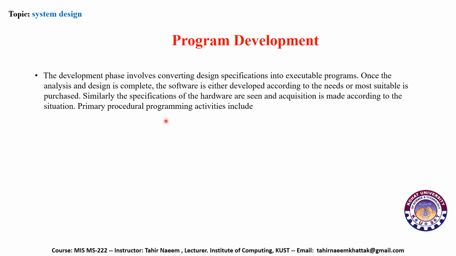Program development. The development phase involves converting design specifications into executable programs. Once the analysis and design is complete, the software is either developed according to the need or the most suitable is purchased. Similarly, specification of hardware or software acquisition is made according to the situation. Primary procedural programming activities include. So in this phase, basically you execute the programs. So first of all, you analyze and design the system, then you develop.